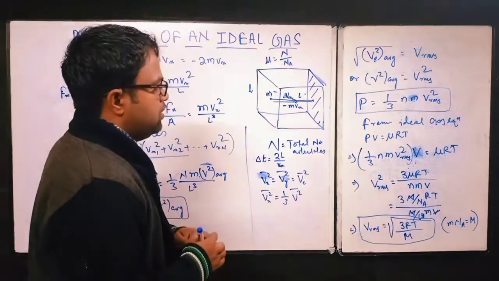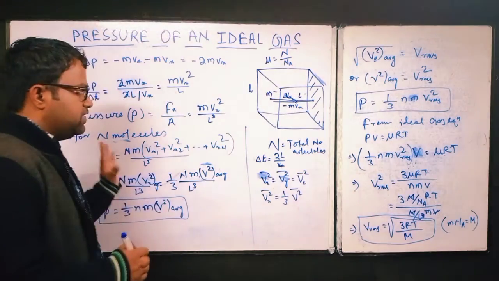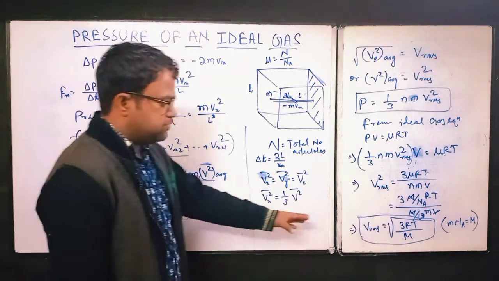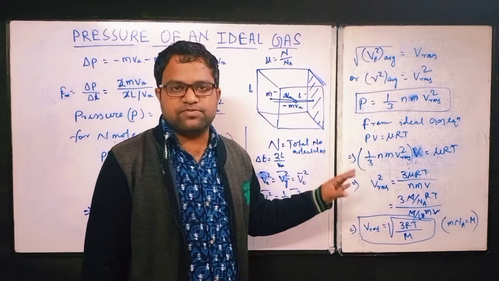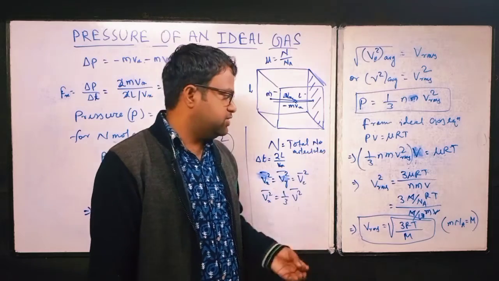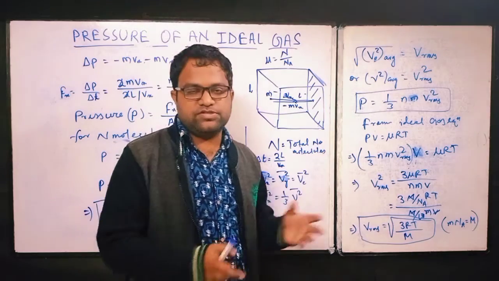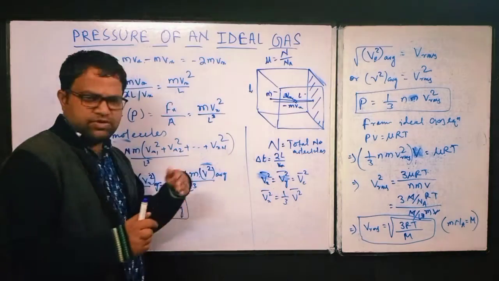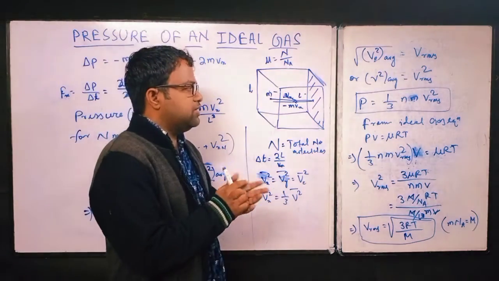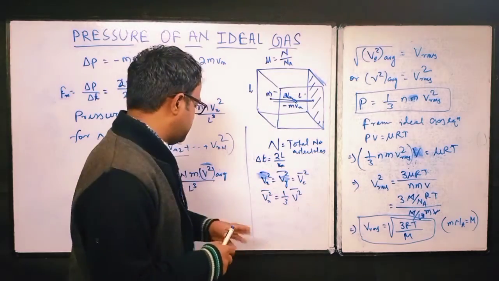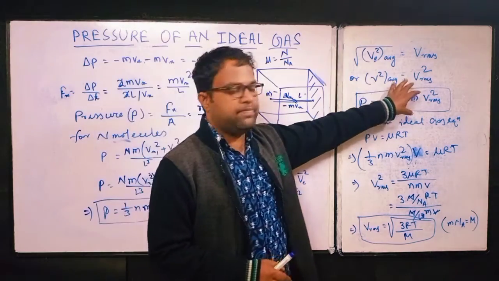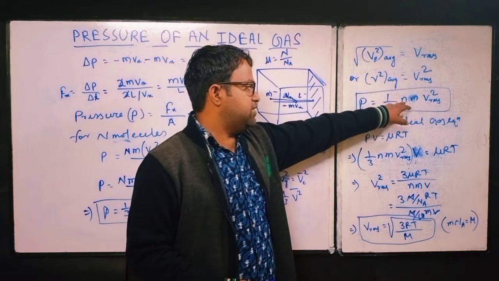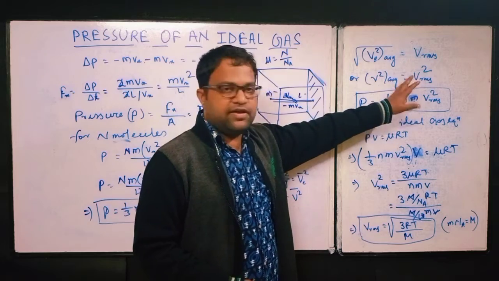So I think it's clear, and this is very important. This V root mean square velocity, every time a question comes from it in different competitive examinations. Most probable velocity from the Maxwell distribution curve also comes. That one we will discuss later on in another video. And a very important formula is the pressure formula, right? And you can convert this N into N by V also, in different forms.